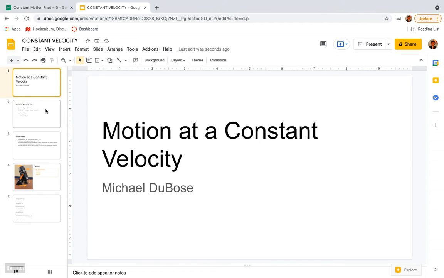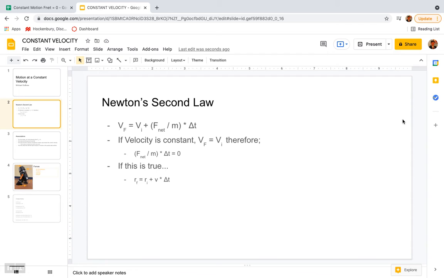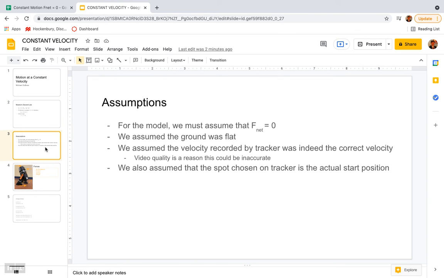So Newton's second law states that the final velocity is equal to the initial velocity plus net force divided by mass times the change in time. So if velocity is constant, then velocity final has to equal velocity initial, and therefore F net over m times delta t has to equal 0. If this is all true, then the final position is equal to that initial position plus the velocity times delta t. So in order for this to work, we have to make a few assumptions.